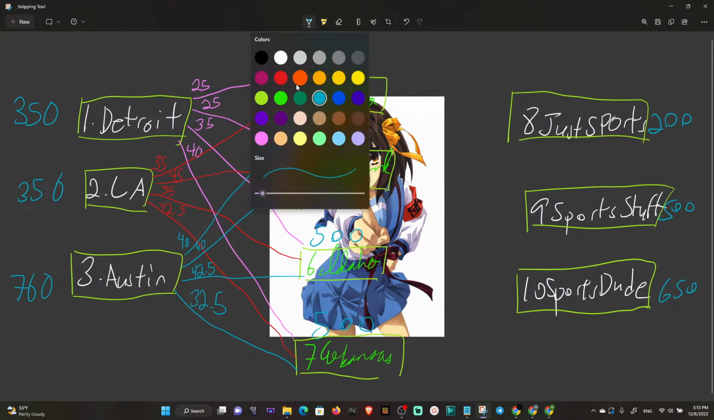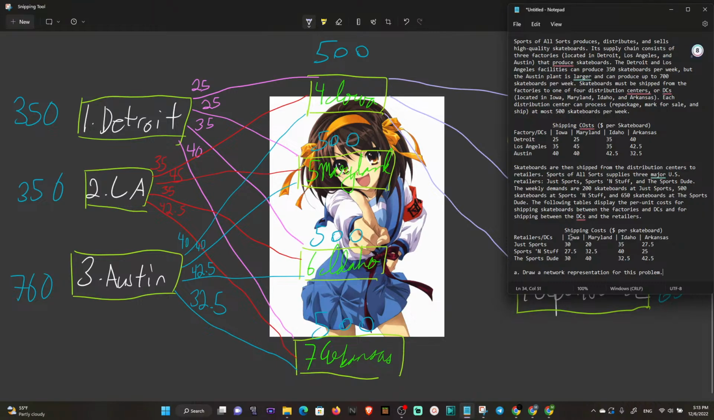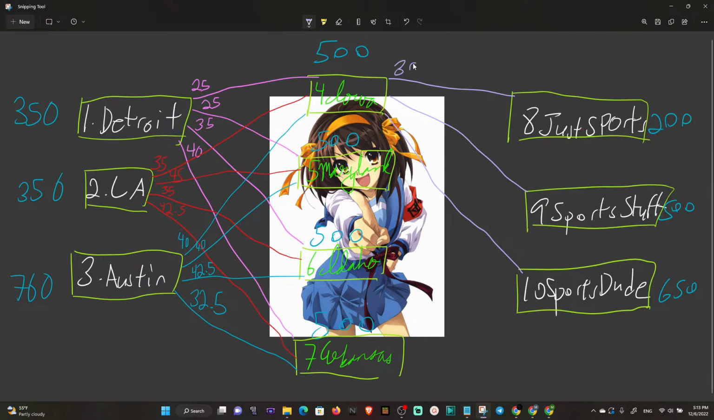And now, everybody, we go to the next area. Iowa to just sport. Iowa to just sports stuff. And Iowa to sports dude. And those numbers will go from up to down. Up and down and all around. 30, 27, and 30. 30. 3, not 8. 3. 27.5. And 30.